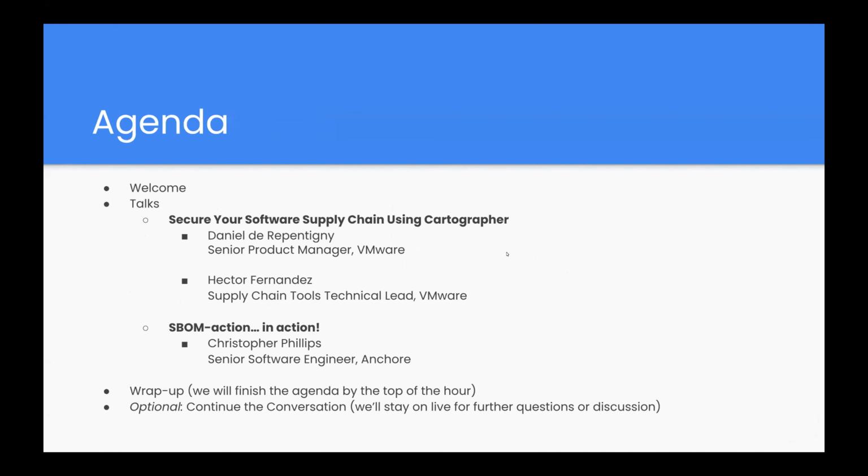Great. All right, so two talks on the agenda for today. We're hearing from Dan and Hector from VMware in the Cartographer project about securing their supply chain in Cartographer itself. And then after that, we'll hear from Chris Phillips here at Anchore about some SBOM GitHub Actions stuff. So I'll go ahead and hand off to Dan and Hector to lead us through their overview of supply chain with Cartographer. Looking forward to it. Take it away, guys. Thank you.